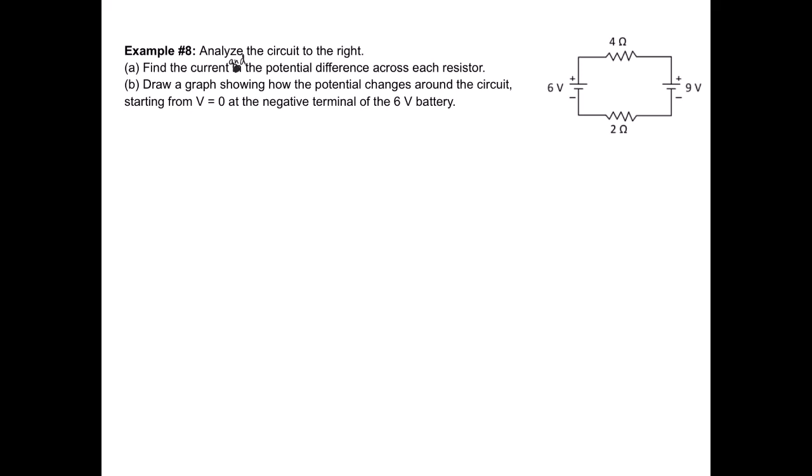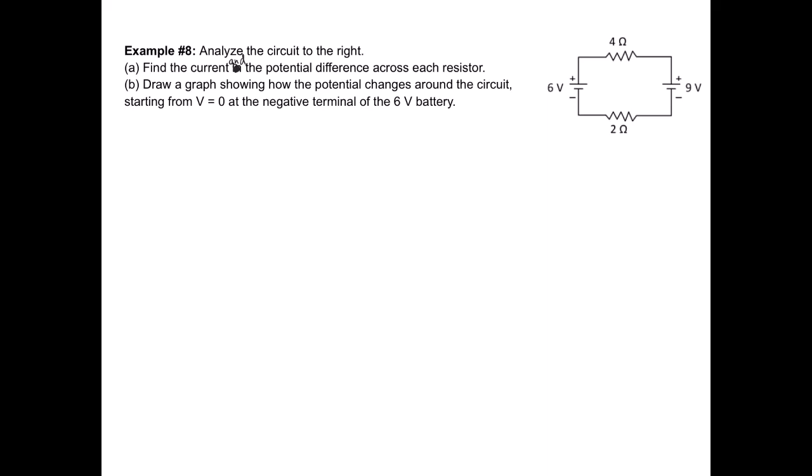All right, so in the next one, we are going to be looking at this weird circuit to the right. It's a little bit more complicated with some different resistors. We've got a couple of batteries facing opposite directions. It's going to make things a little more confusing, but I will tell you right now that using Kirchoff's rules, it's going to be very, very manageable. All right, so we're going to find the current and the potential difference across each resistor.